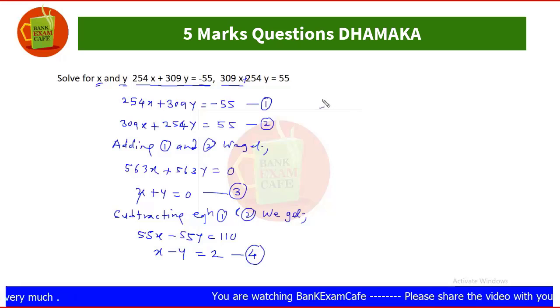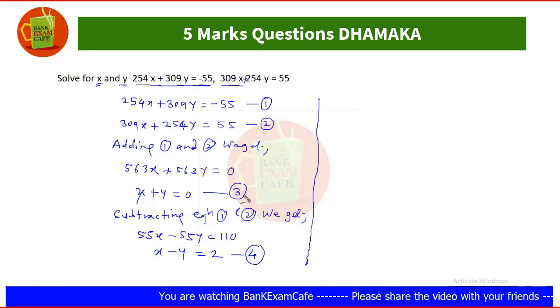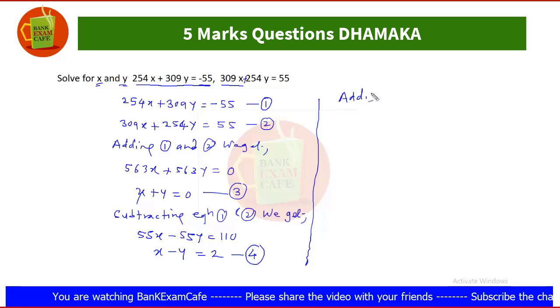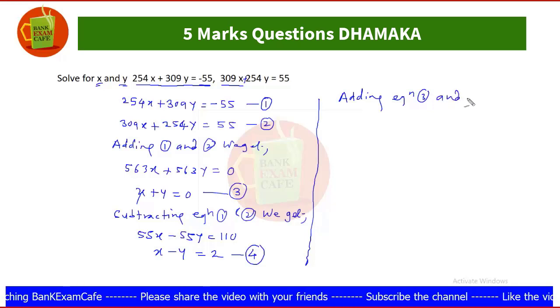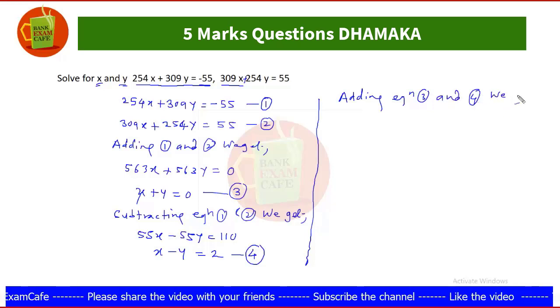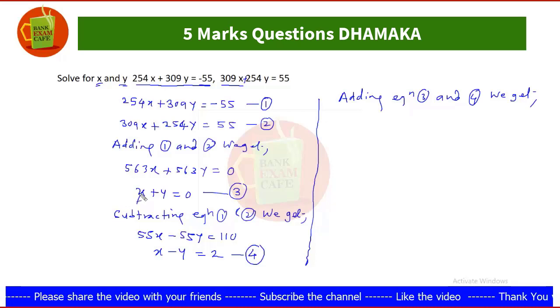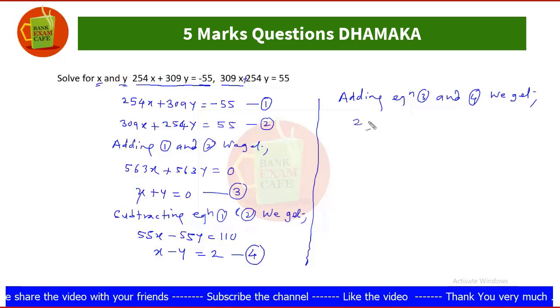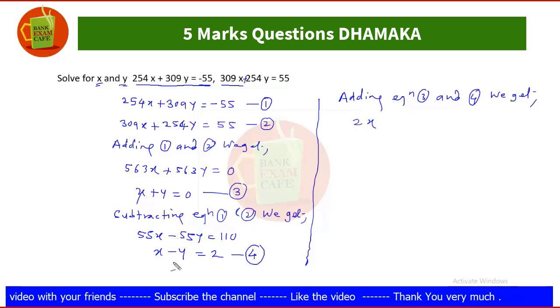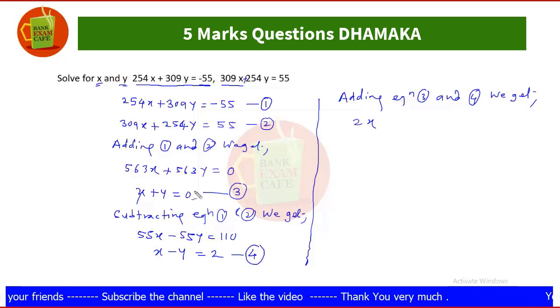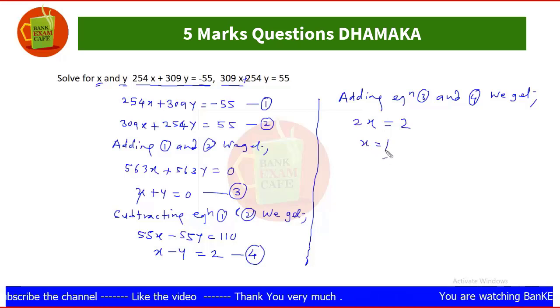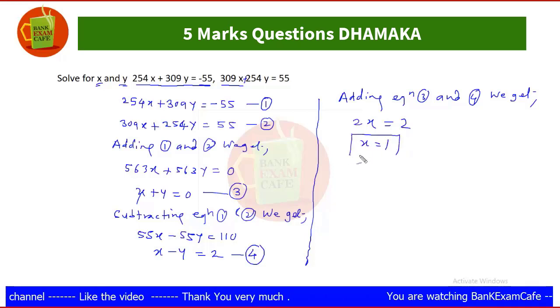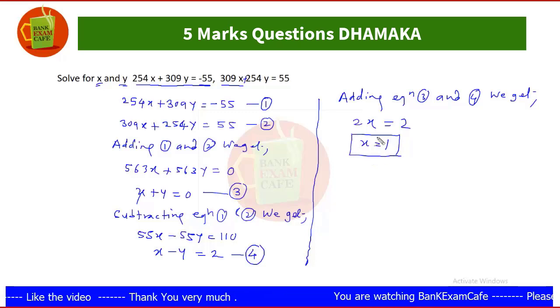So here we can add equation number 3 and 4. After adding, x plus x will be 2x, y and y will get cancelled, and so it will be 0 plus 2 will be equal to 2, so x will be equal to 1. So here we have got the value of x. Now put the value of x in equation number 3.